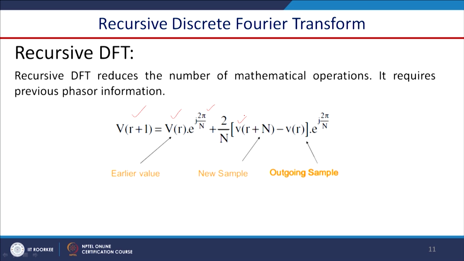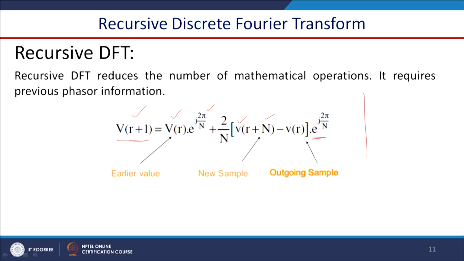So, this is small v, small r plus capital N minus small v r into e to the power j 2 pi by n. Now, I want to explain this particular expression clearly, so that we will understand. What is the basic difference between this recursive DFT and the ordinary DFT? Now, what is this capital V r plus 1?